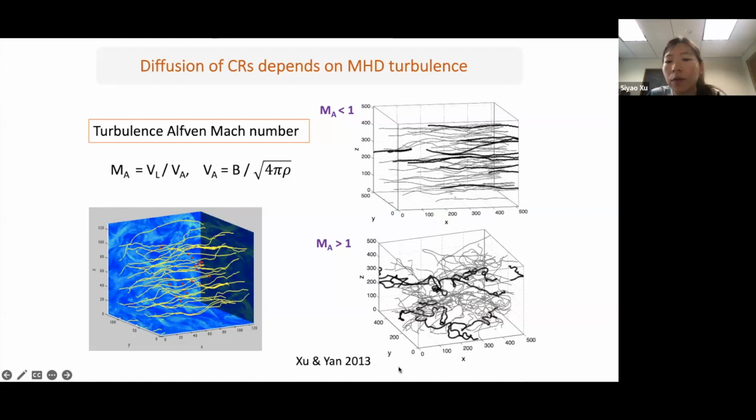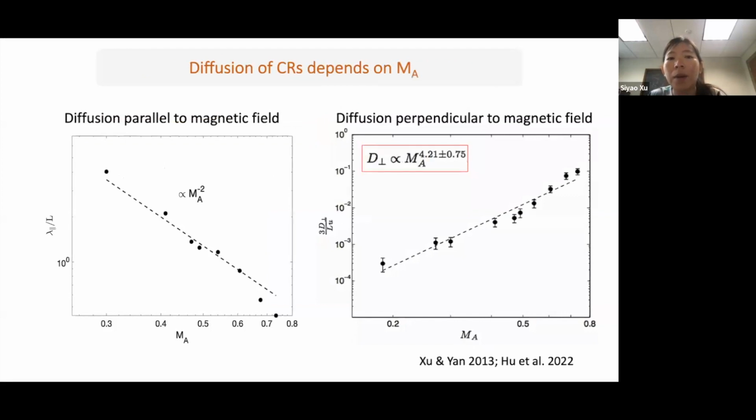Correspondingly, if we put cosmic ray particles in different cases with different MA, the thick lines represent the trajectories of cosmic ray test particles. You can see in the two cases, the cosmic rays have very different diffusion behavior, as we expect. Okay, so now we can quantify the diffusion behavior of cosmic rays and its dependence on MA by directly measuring the diffusion coefficient in MHD turbulence. In the presence of a magnetic field, the diffusion coefficient of cosmic rays is also anisotropic, and this anisotropy depends on the anisotropy of MHD turbulence. So we should separately measure the diffusion coefficient in the direction parallel to the magnetic field and perpendicular to the magnetic field.